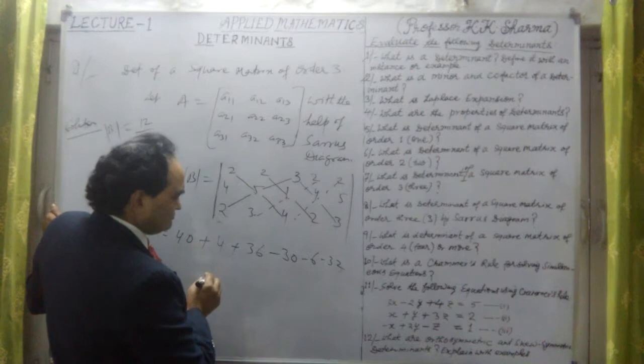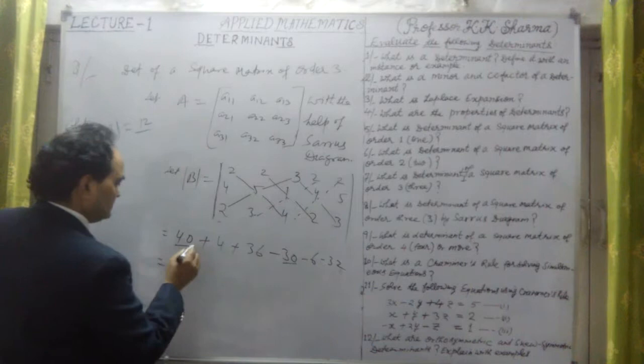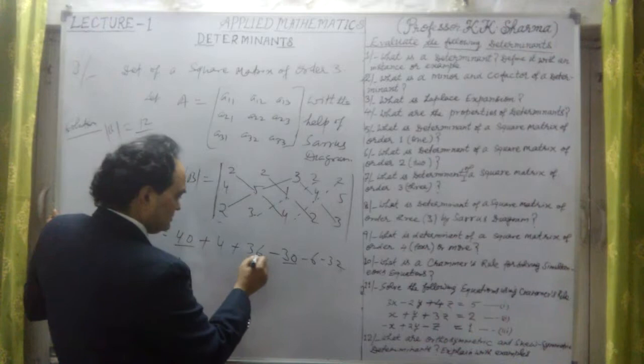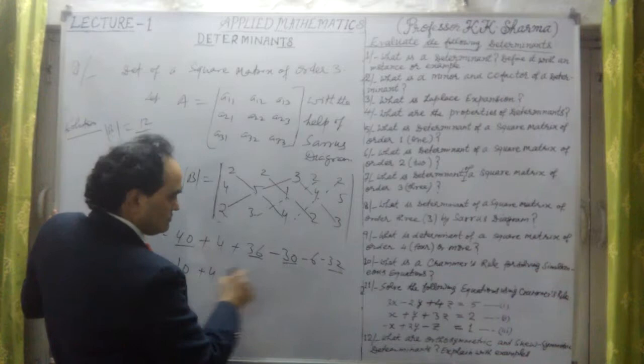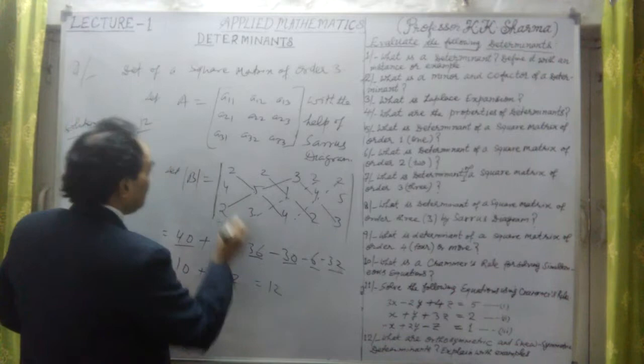Now, out of this, 40 minus 30 is a difference of 10. The positive value is this. And this is 36 minus 32, which is plus 4. Minus 6 and plus 4 is minus 2. All the values together give 10 minus 2, the answer is 12 here. The same answer, as expected. This is how the value is obtained.